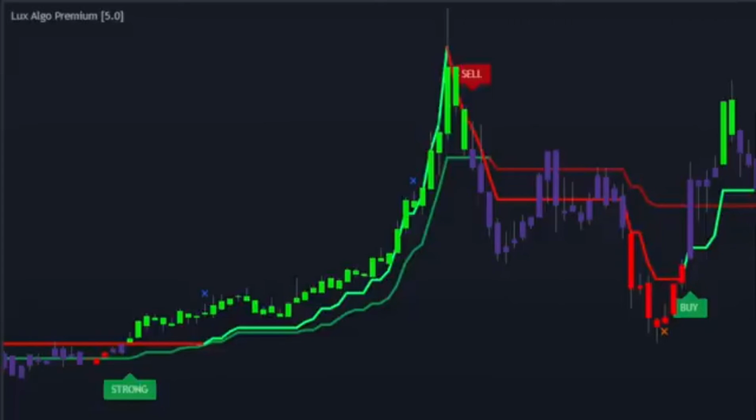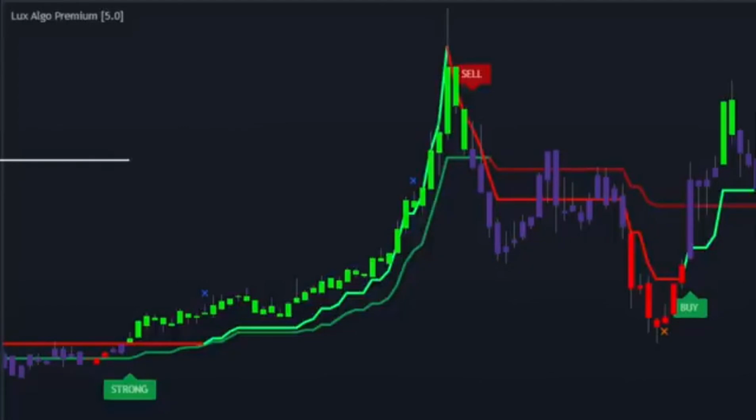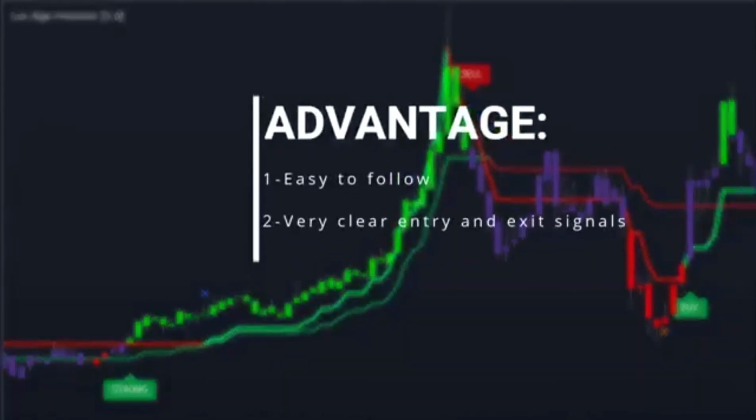You can also develop a crossover strategy when using both the trend tracer and trend catcher together. Similar to a moving average crossover strategy, you can use the trend catcher as the fast or short-term moving average and the trend tracer as the slow or long-term moving average. The advantage of this strategy is that it is easy to follow.